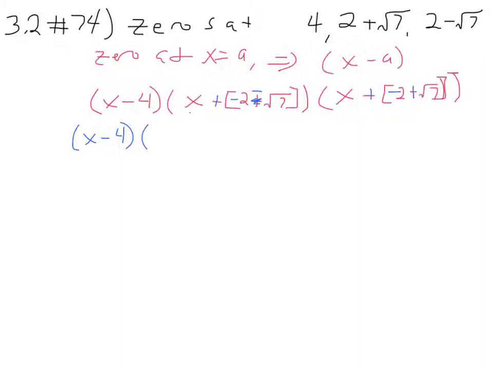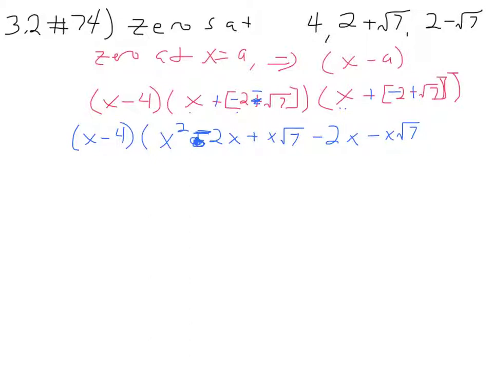So, I'm going to have x times an x is an x squared. I'm going to have an x times negative 2 plus the square root of 7, and I'm going to write that as a couple of terms here, right? Minus 2x plus x times the square root of 7. Inside is going to be another minus 2x. Make sure that minus is highlighted there. And we're going to have minus x times the square root of 7.